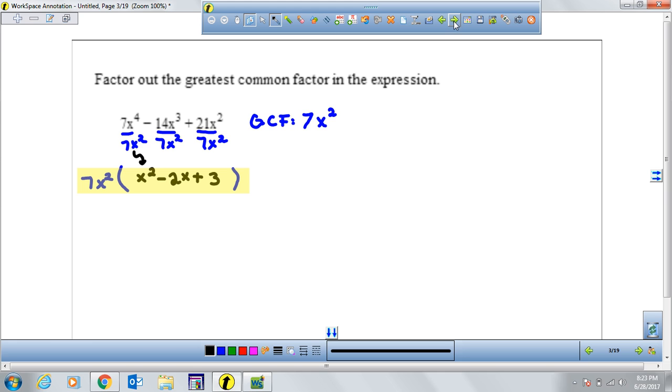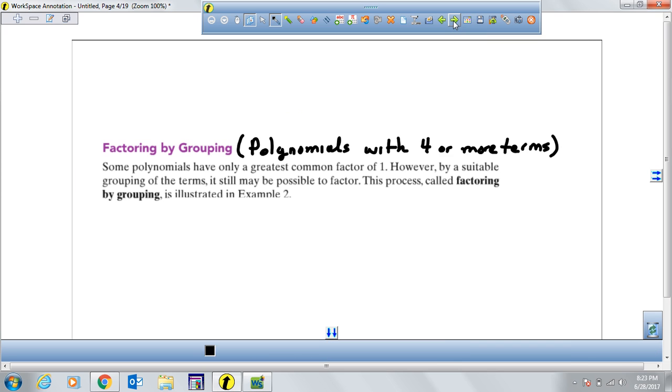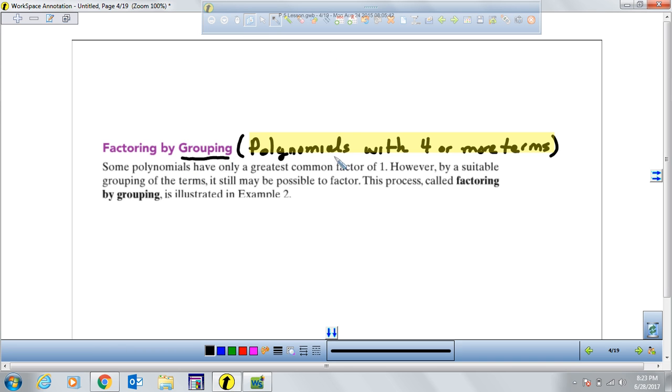Next thing that we're going to factor is an application of greatest common factor, which is factoring by grouping. Usually I just want you to keep the following in mind. To factor polynomials by grouping, it is usually done when we have a polynomial with 4 or more terms. That is the main idea of when you're going to use this process of grouping.